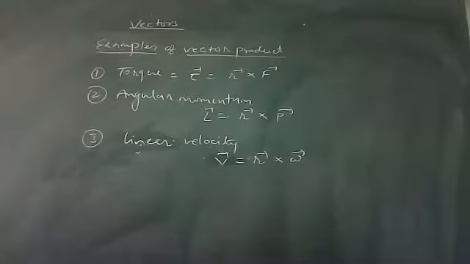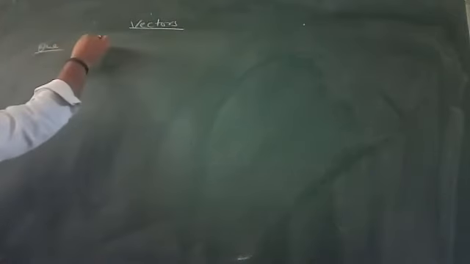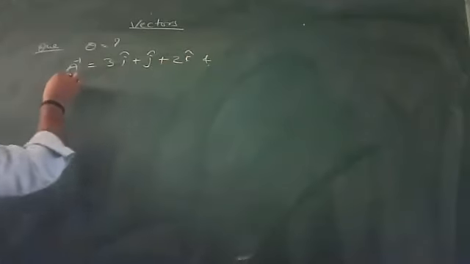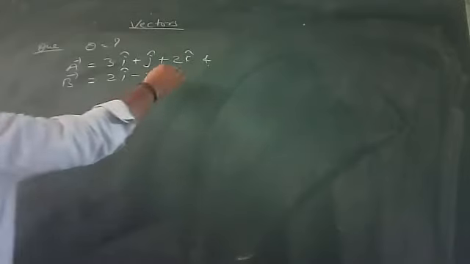Now we are going for certain questions. Determine the angle between two vectors, where A vector is equal to 3i cap plus j cap plus 2k cap, and B vector is equal to 2i cap minus 2j cap plus 4k cap.